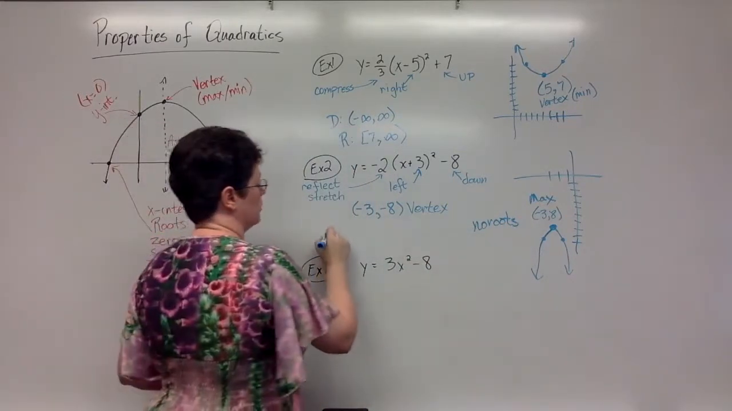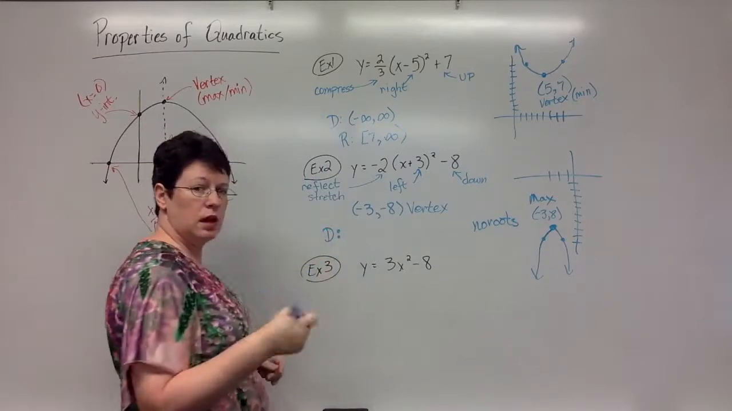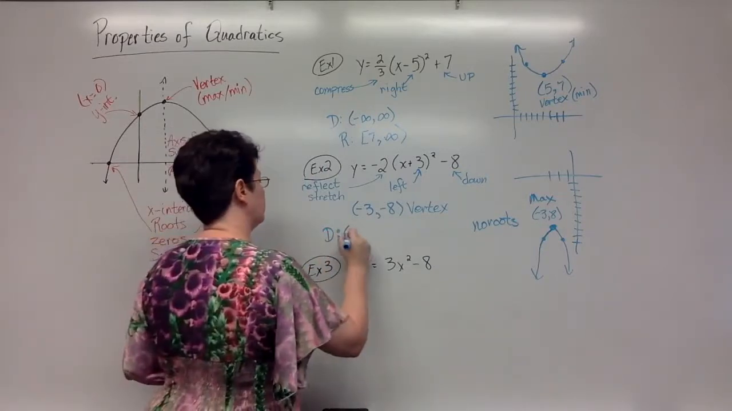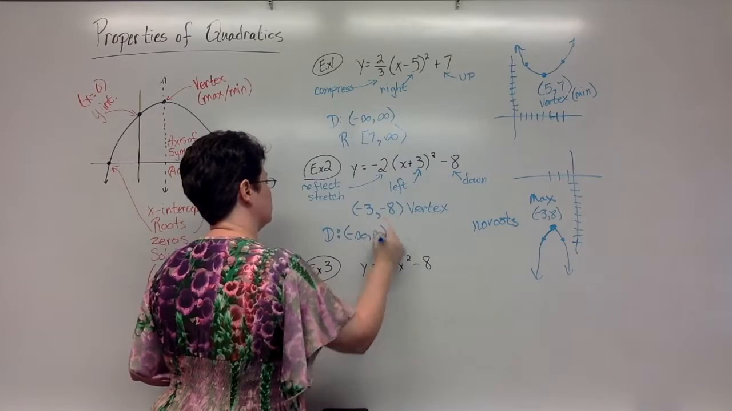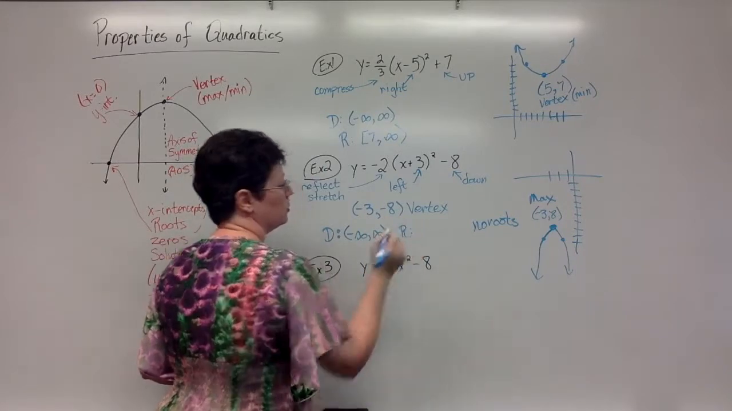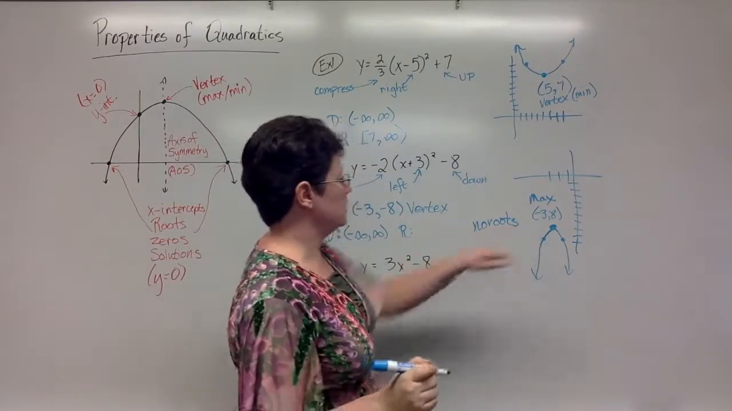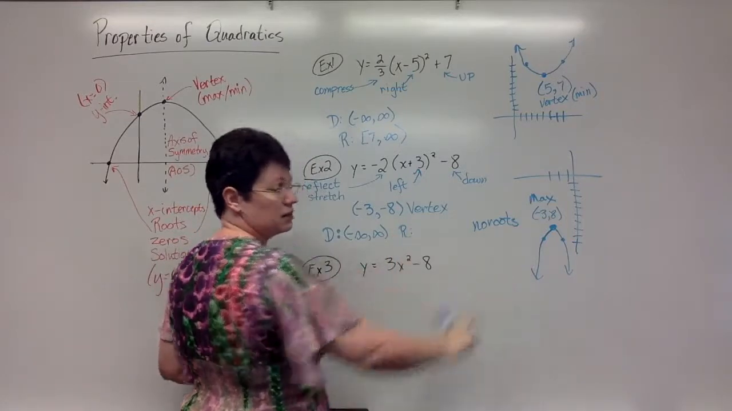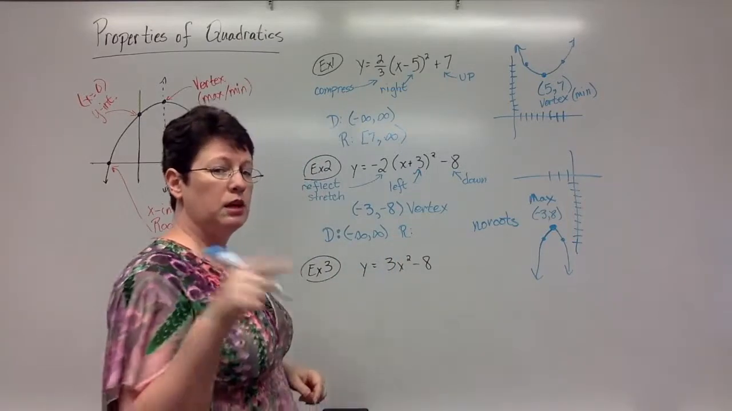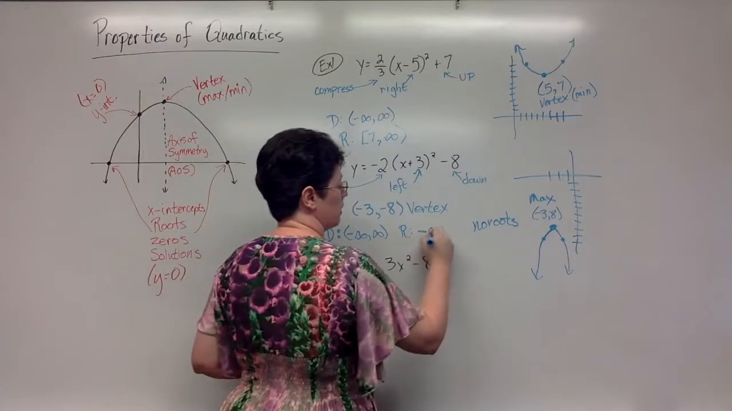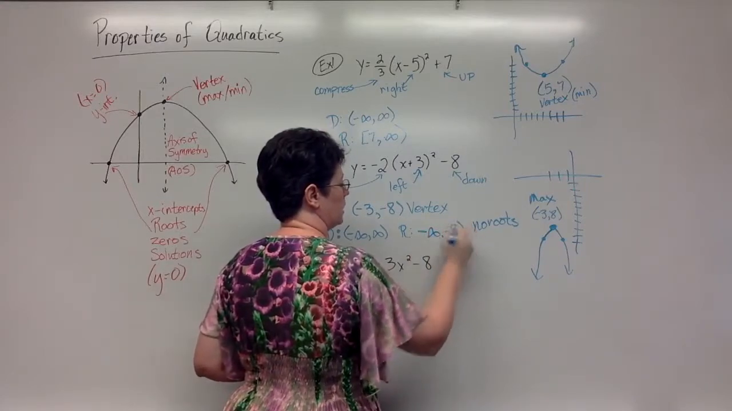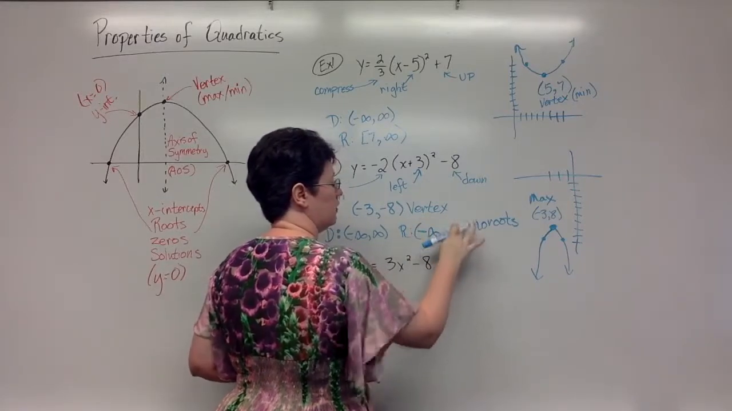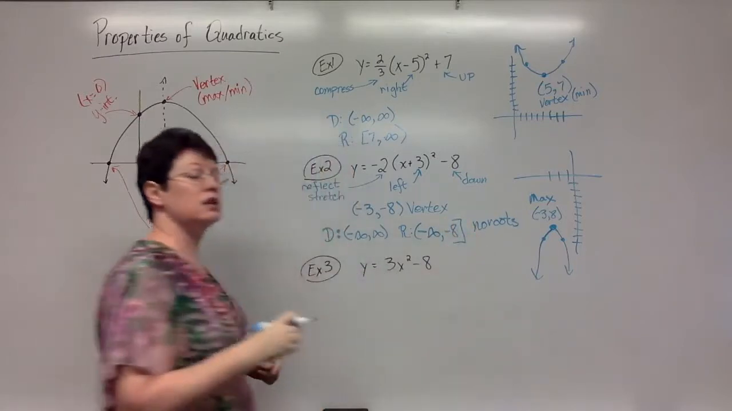Now let's look at domain and range. What's the domain going to be? Negative infinity to positive infinity. And the range starts at the -8 and goes down to negative infinity. But remember, I need the big number first. So I'm going to write that as negative infinity to -8. And that -8 is going to have a square bracket because it's on the curve.